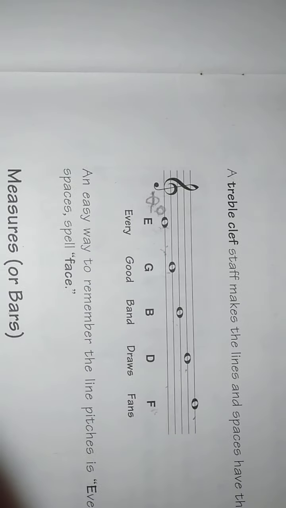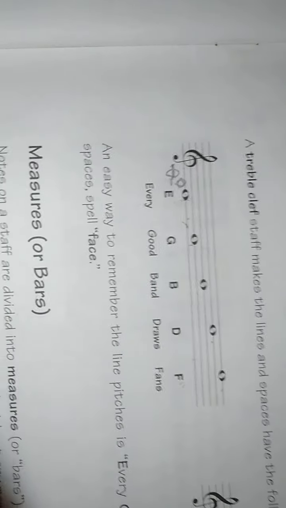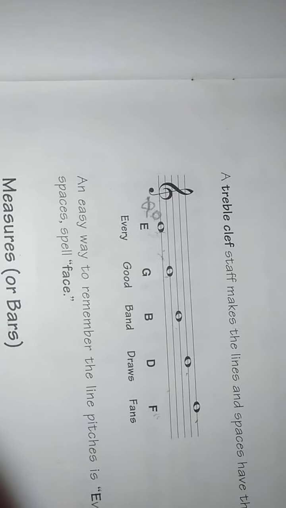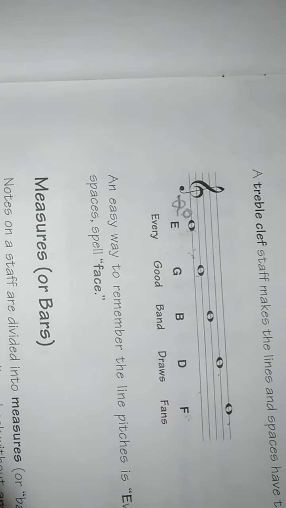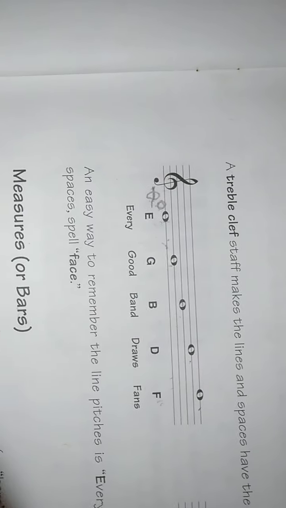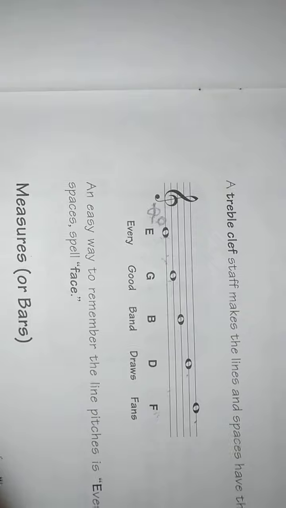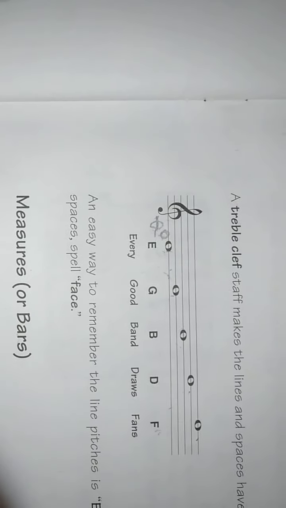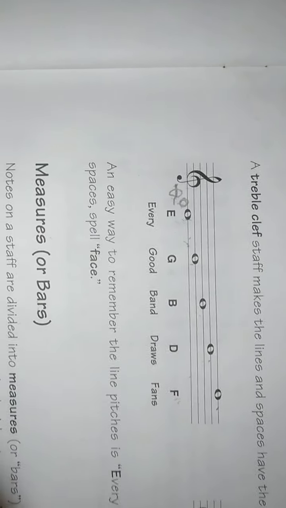That's called the treble clef. The lines on the treble clef are, the first line is E, you go from down to up. So first line is E, second line is G, third line is B, fourth line is D, fifth line is F. So for children to remember easily, it is Every Good Boy Does Fine, or Eat Good Bread Dear Father, or Every Good Band Does Fine, whatever you want.